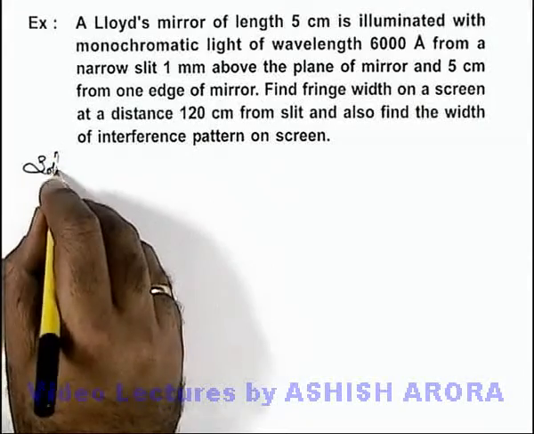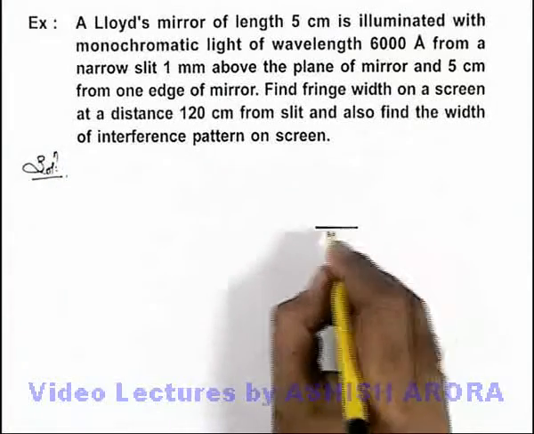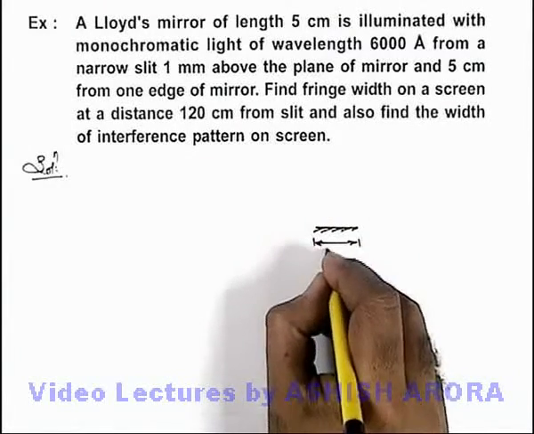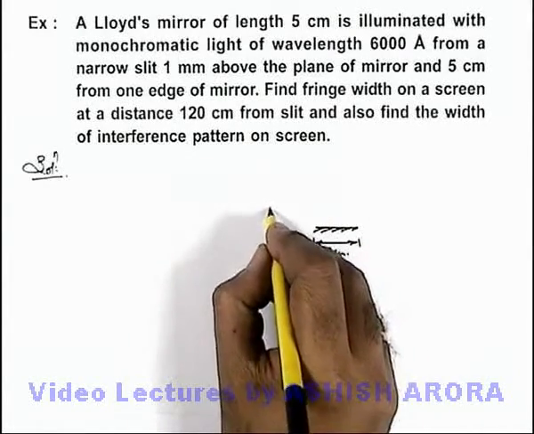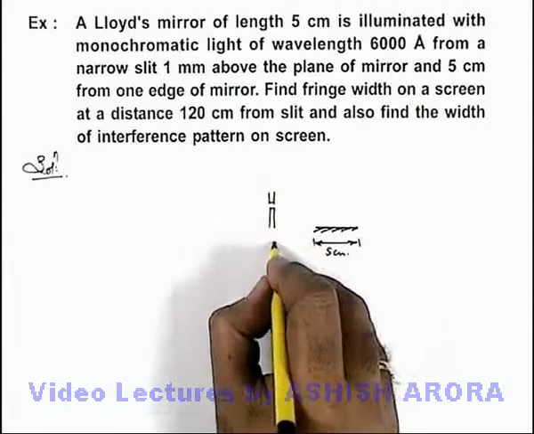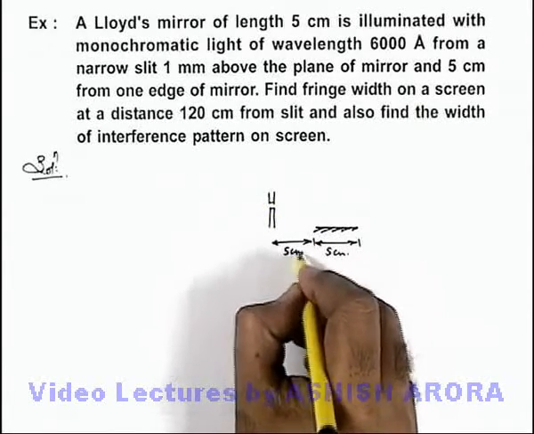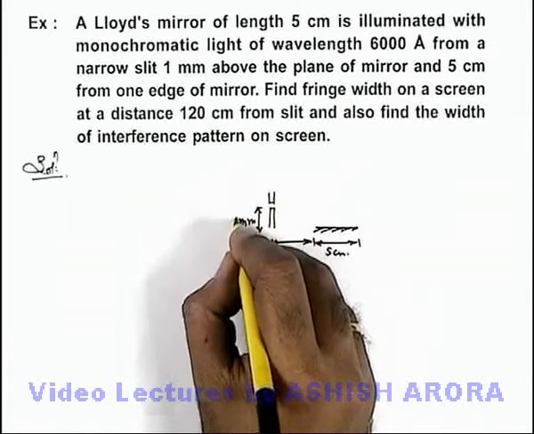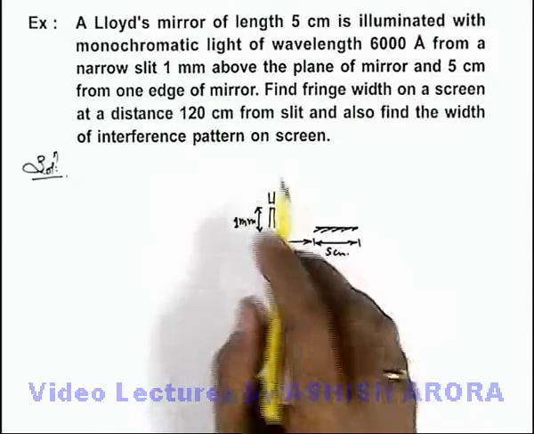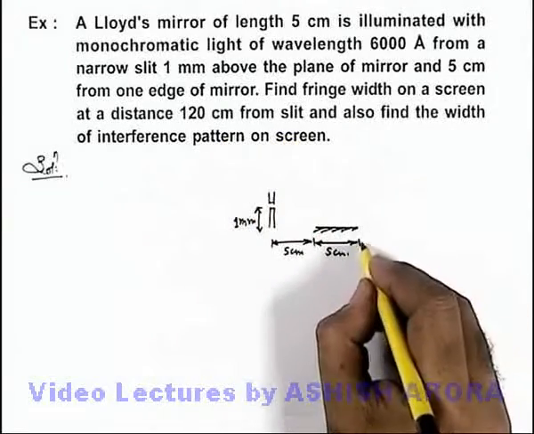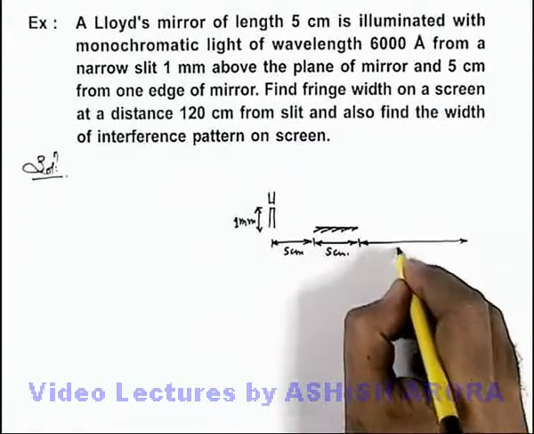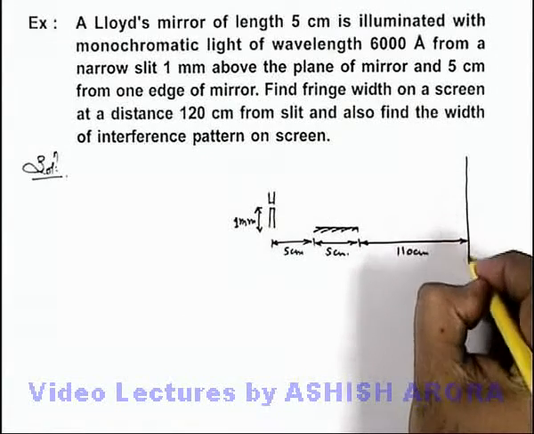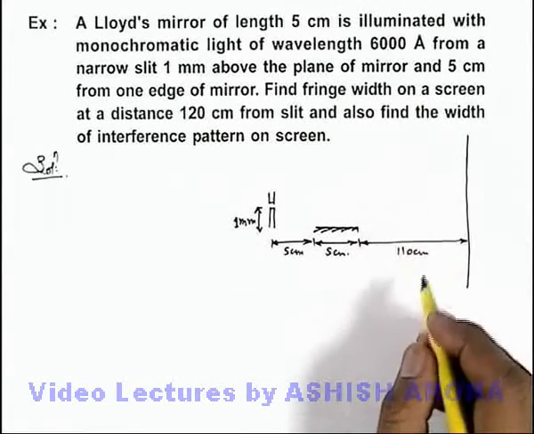We already studied about large mirror in previous sections that if this is the mirror, as per the given question, the length of the mirror is 5 cm and a slit is also given to us which is at a distance of 5 cm from one edge of the mirror and it is at a height of 1 mm above the plane of mirror and at a distance 120 cm from a slit. That means at a distance of 110 cm from this mirror, that is 120 from the slit, we have placed a screen where we are required to find the interference pattern.